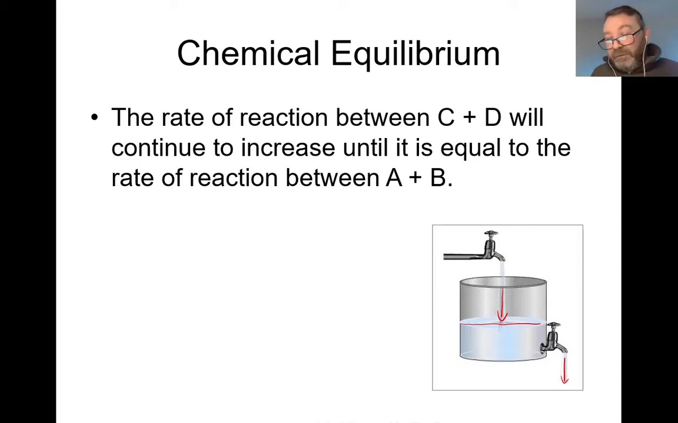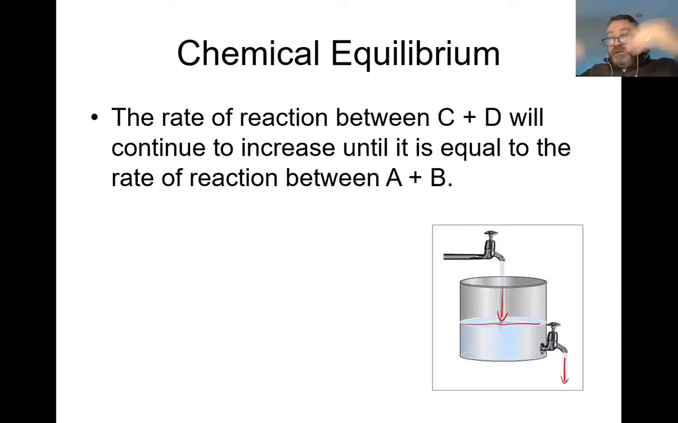But the balance here is dynamic, because in order to keep that height, I have to keep pouring water in and I have to keep allowing water out. So there's movement in order to achieve this balance. The same with these reactions. A and B are producing C and D, which are producing A and B.